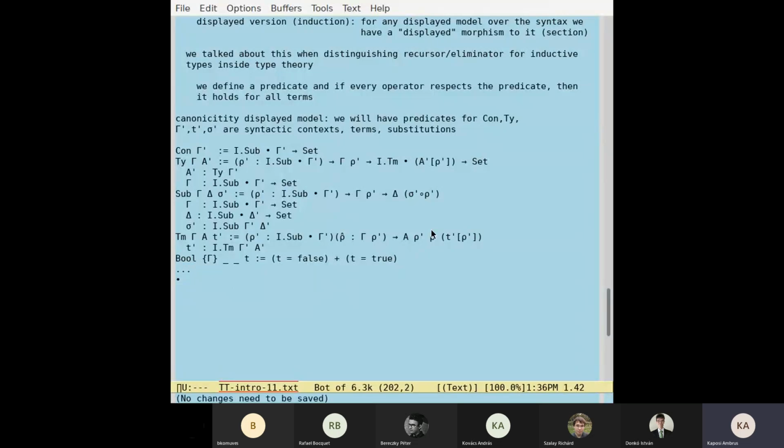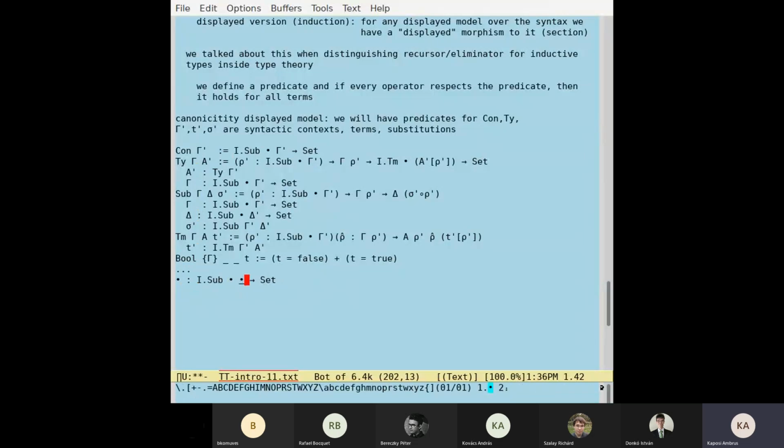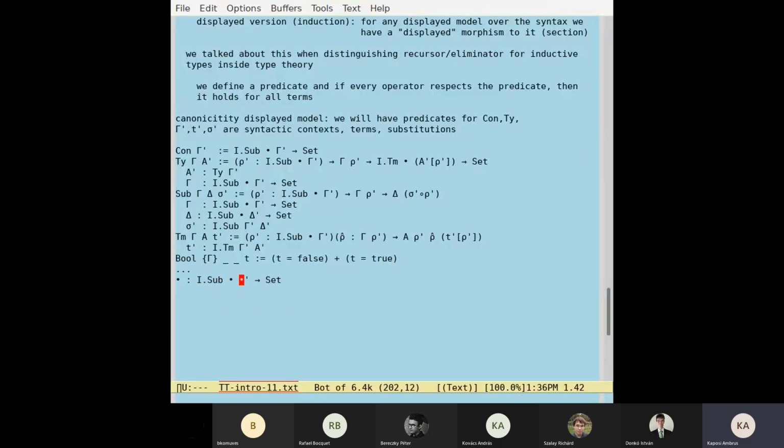So what is the predicate for the empty context? Let's see what its type is. This is its type, right? But now this gamma prime is empty. So if I have a syntactic substitution from empty to empty, I want a set over it. But there's only one such syntactic substitution. So I say that for the empty context, the predicate holds trivially. So this is just the unit type. Okay, and let's see what I say for extended contexts.